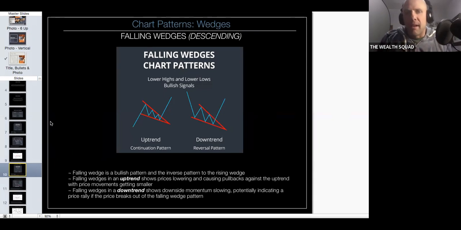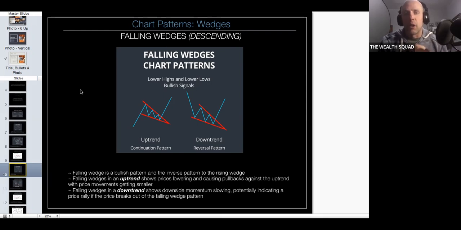In this next one, we have the falling wedges, right? Vice versa to the rising wedges, you're looking for the lower highs and the lower lows, and these end up being bullish signals. In an uptrend, going into a falling wedge, this is going to be a continuation pattern. If it's coming out of a downtrend, the falling wedge is going to be a reversal to the upside. So the falling wedge is a bullish pattern, and it's the inverse of the rising wedge.